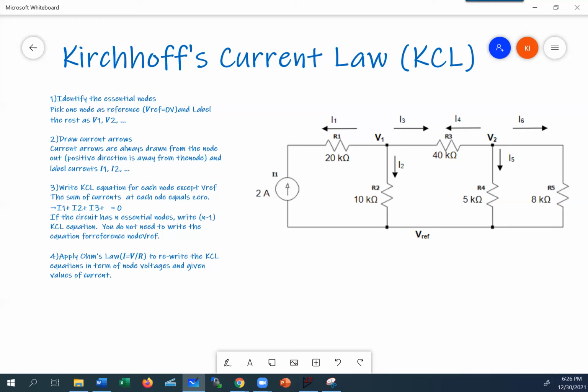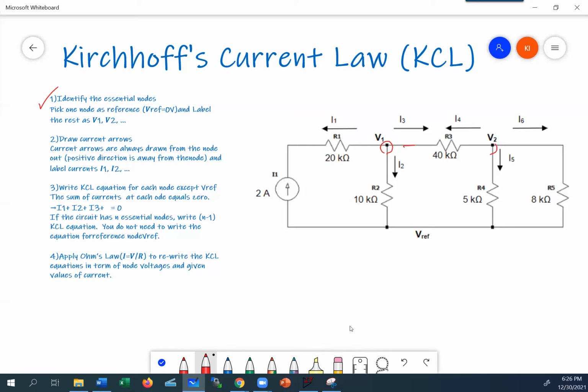So in our case, if you look at this circuit, how many essential nodes do we have? I'm going to use the red. So we are on step 1 and we're trying to identify essential nodes. So here is one. There's R3, R1, and R2 coming together. That's 3 components, therefore it is an essential node.